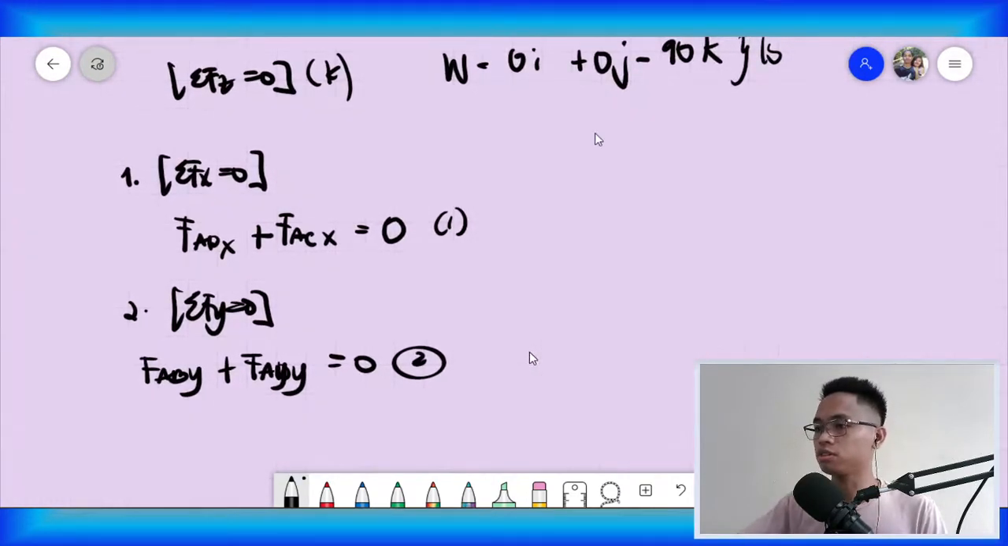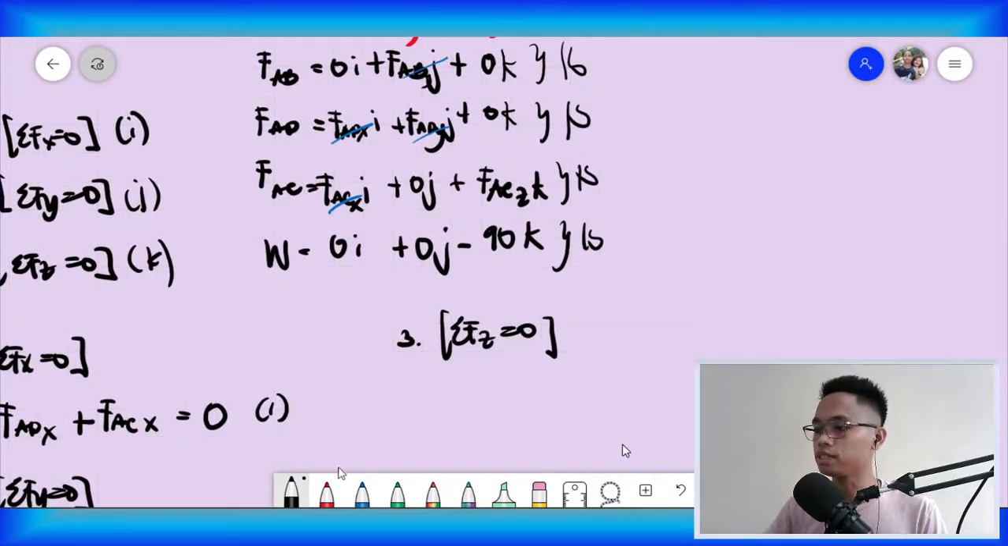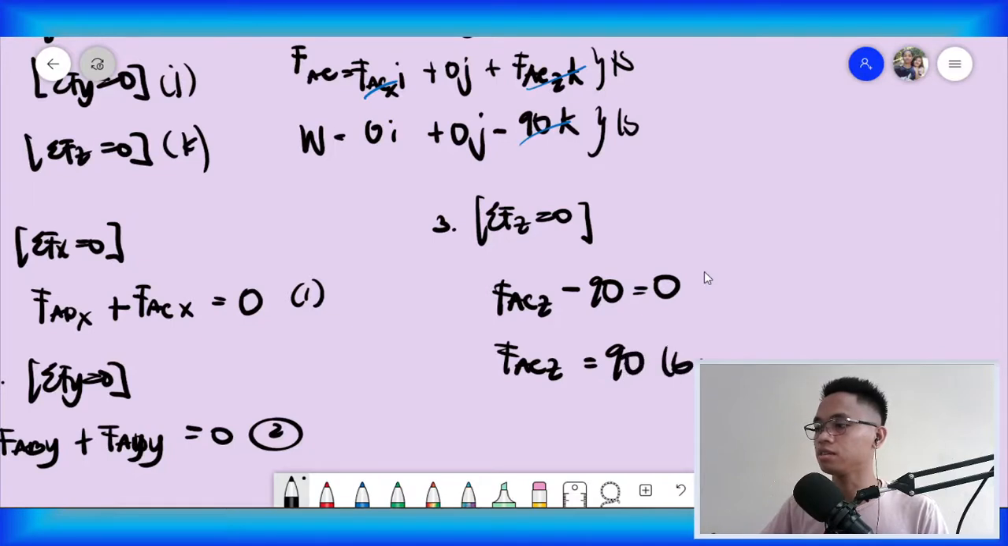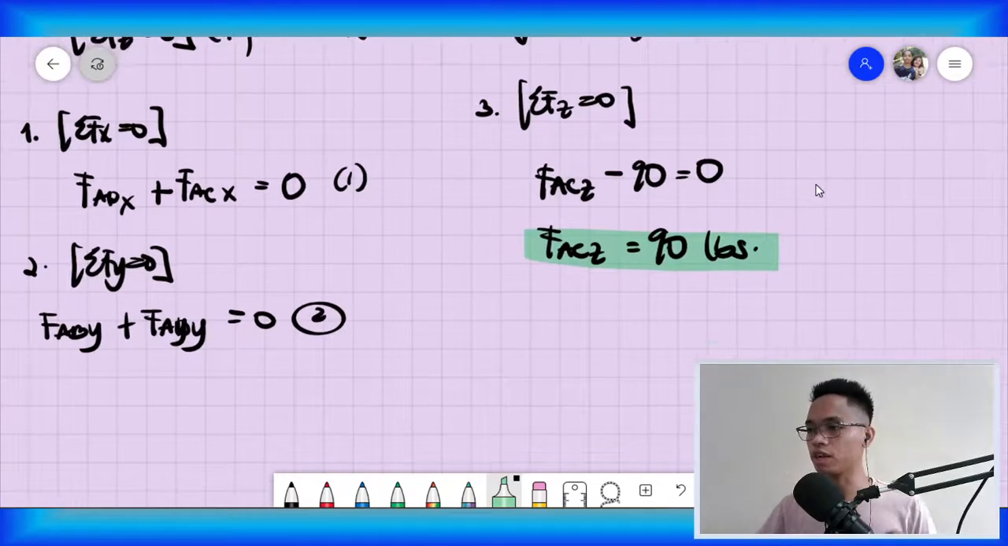So how about our equation 3? That is the summation of forces Z is equal to 0. So kinsa may na ay mga Z dire, we have your FAC and your 90 pounds. So therefore this would be your FACZ minus 90, that is equal to 0. So therefore your FACZ is equal to 90 pounds. So automatic na din tayo FACZ, the Z component of your FAC.